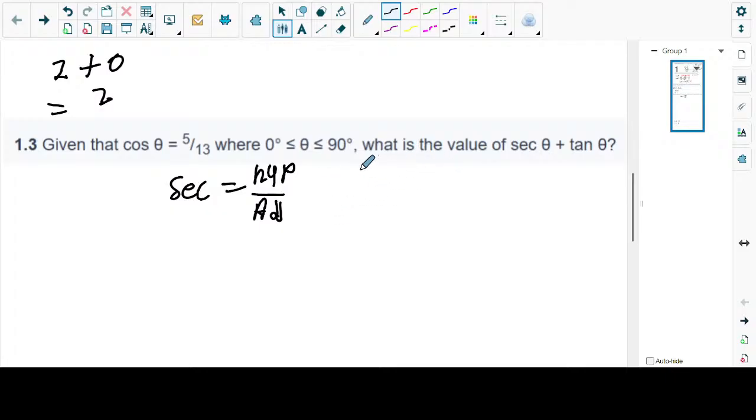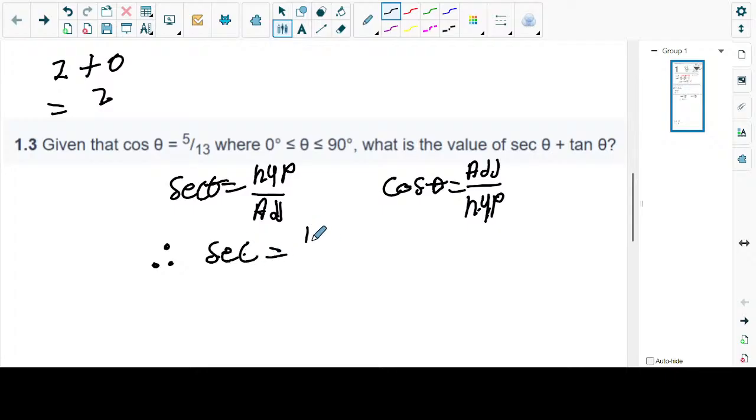The only thing that a learner needs to remember here is who goes with who. You just need to know which one is the opposite of who. We already have the answer: cos of theta is 5 all over 13, so sec of theta is going to be defined by 13 all over 5. Sec of theta is 13 all over 5.